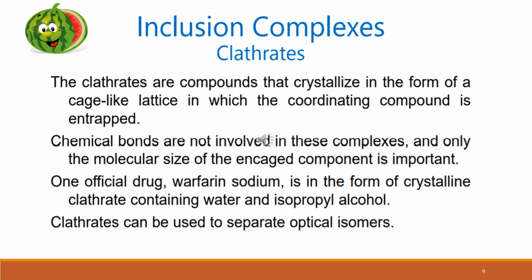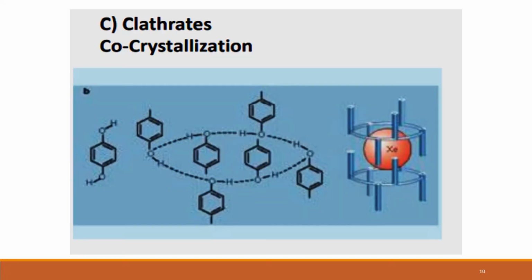So these clathrates are basically compounds that crystallize in the form of a cage-like lattice in which the coordinating compound is trapped. Chemical bonds are not involved in these complexes and only the molecular size of the encaged component is important. Clathrates can be used to separate optical isomers.